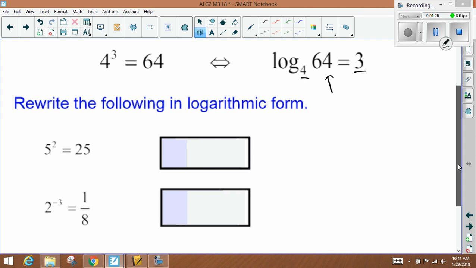So let's rewrite this one. We're going to say this is log base 5, and I say base 5, this is my base, right? And what is this? In an exponent, we also call this the base, right? So log base 5 of 25 is equal to 2. That says that 5 to the 2nd power is 25. They're interchangeable.